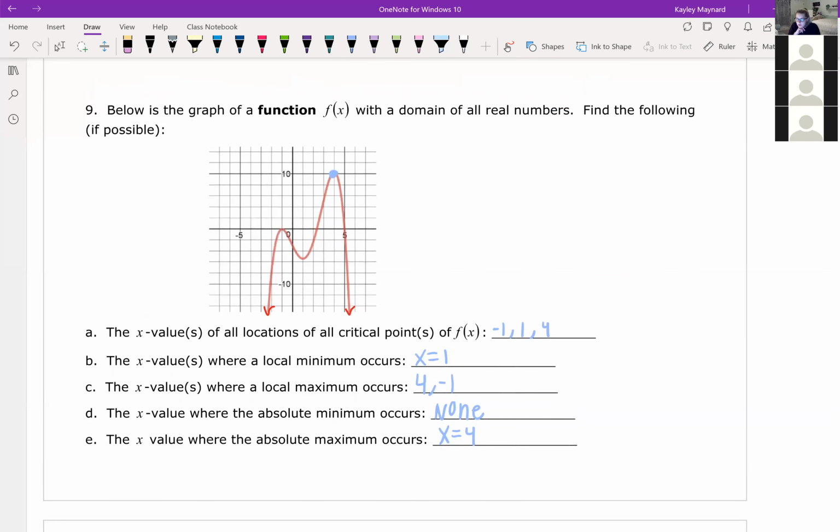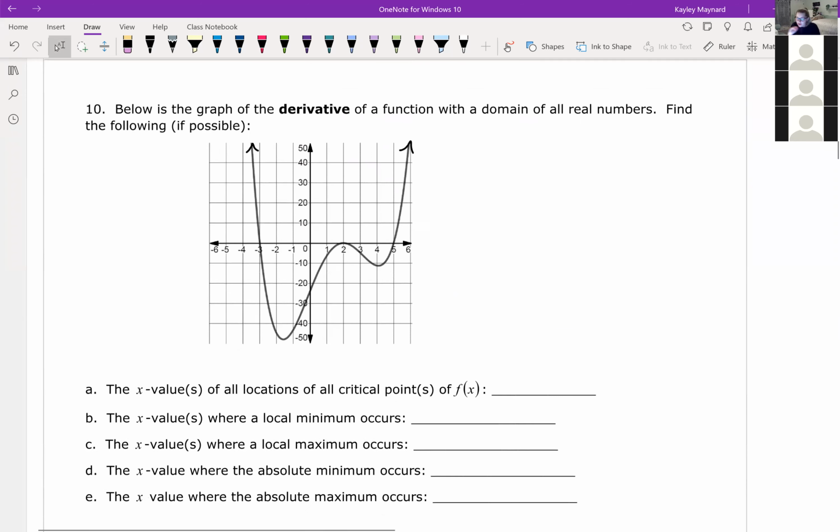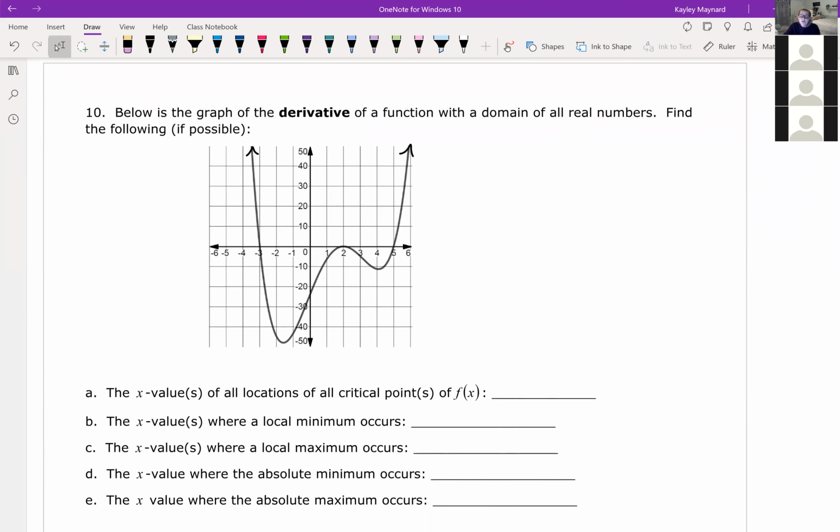Okay. Awesome. Let's look at 10. So 10 says, and this is where you've got to be careful, because 9 says below is the graph of f of x and 10 says below is the graph of the derivative. It's really hard to go from one to the next.